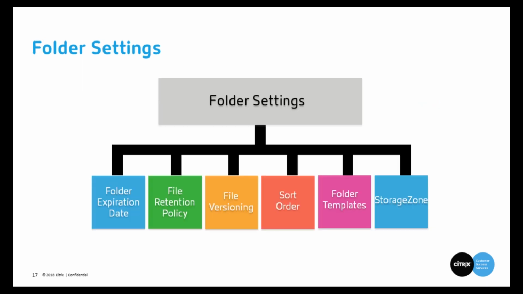So for the folder settings, we have the folder expiration date, and this is the date when the folder and all of the items inside will be deleted. The file retention policy, on the other hand, will allow you to set a specific amount of days, after which the files inside this folder will be deleted, but the folder will remain. File versioning will allow you the option to create a new version of a file instead of overwriting the file. Sort order will allow you to set default sort order fields, and you can have this apply to your subfolders.